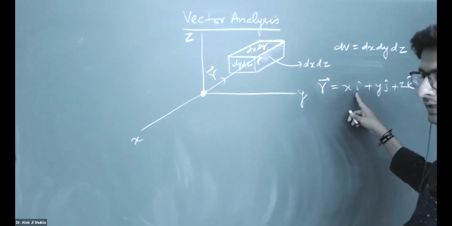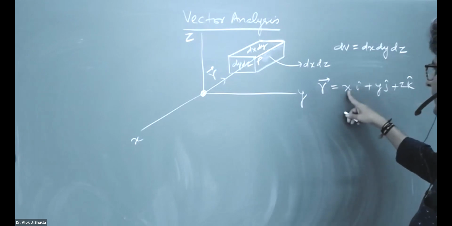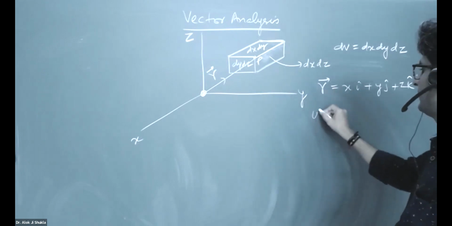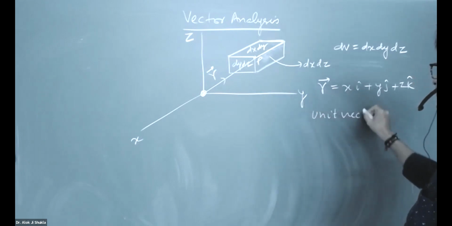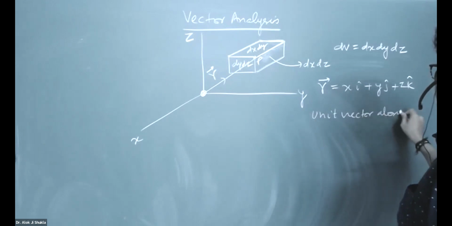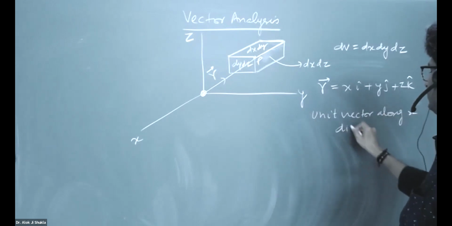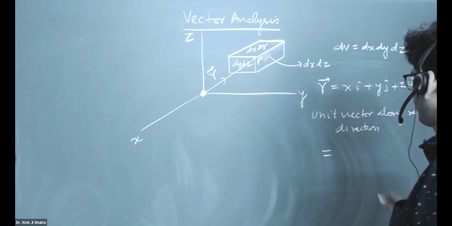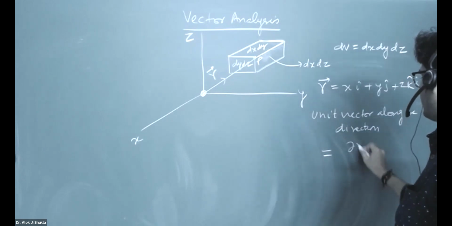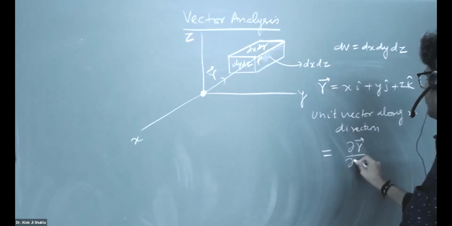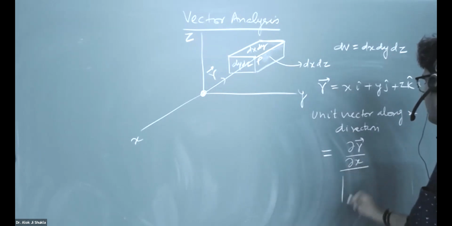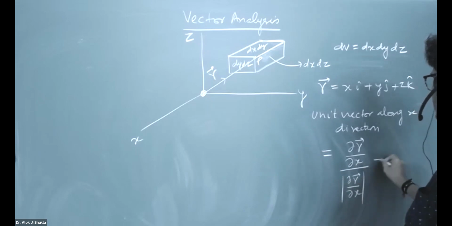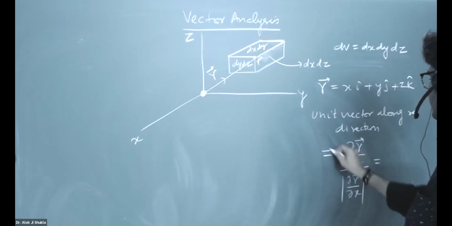So if you want to get the unit vector along the x direction, the unit vector along the x direction is equal to del r by del x upon mod of del r by del x, which is actually i cap.